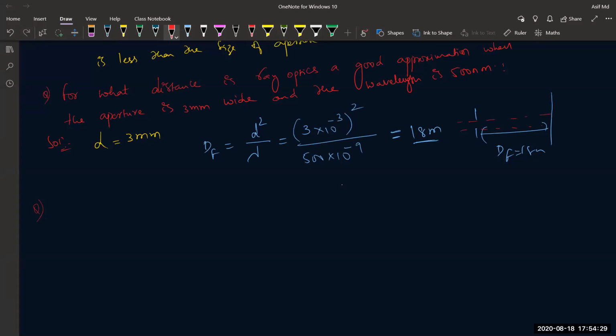Chalo. Question number: the light of wavelength 600 nanometer is incident normally on a slit of width. Just a minute, I'm on host.